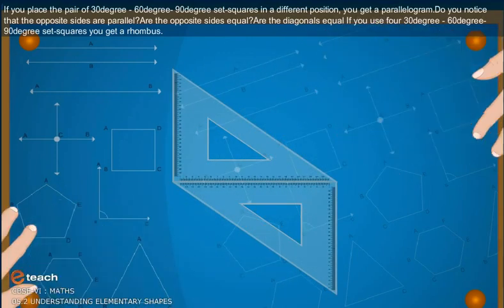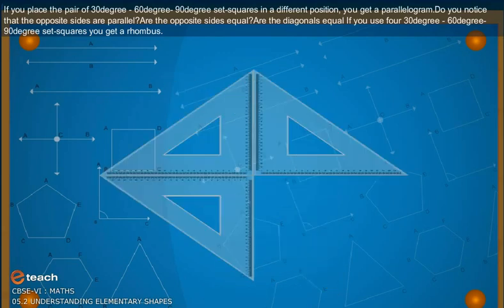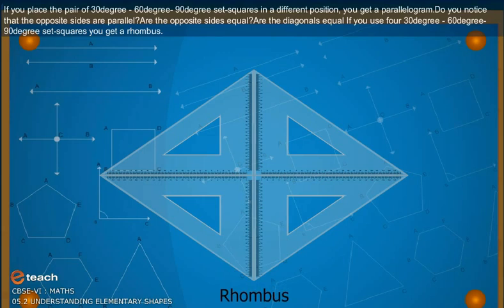If you place the pair of 30 degree, 60 degree, 90 degree set squares in a different position, you get a parallelogram. Do you notice that the opposite sides are parallel? Are the opposite sides equal? Are the diagonals equal? If you use four 30 degree, 60 degree, 90 degree set squares, you get a rhombus.